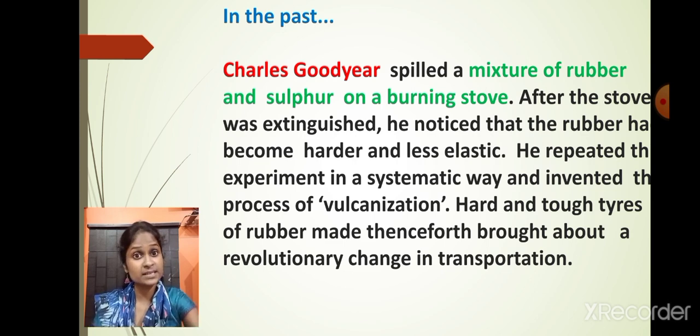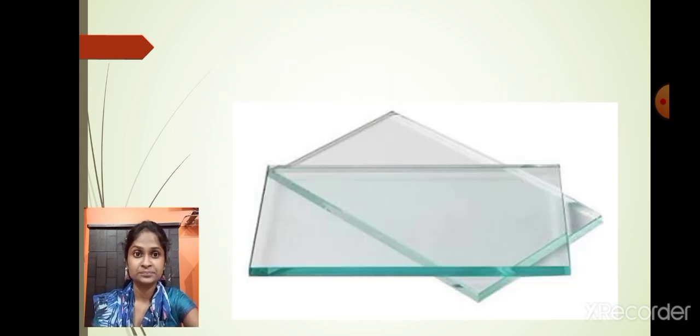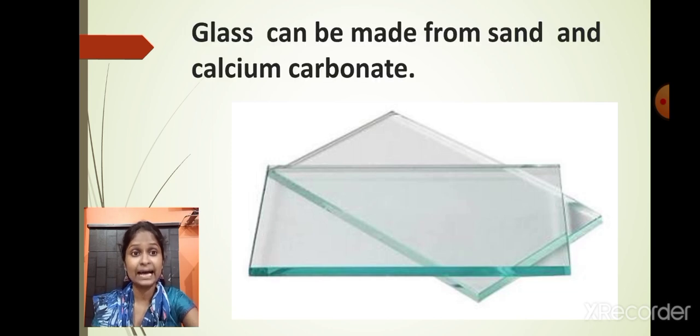So let's revise once again what we have learned today. Today we have learned that glass is made up of sand and calcium. Once glass is made from sand and calcium, we can't convert the glass back to sand and calcium. This is a basic difference which we had seen.